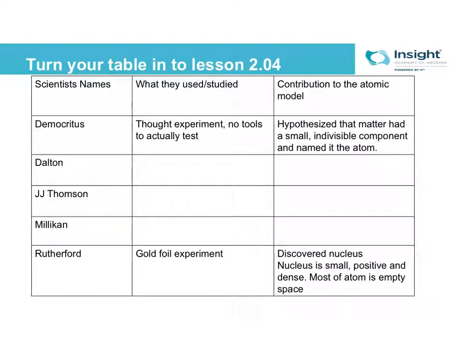So that's the table that you want to create. My suggestion is to get these experimenters down. These are the ones that I know are going to end up showing up later on tests and quizzes. But get this table filled out, and then you can turn it in after the 2.04 quiz for 5 points of extra credit.